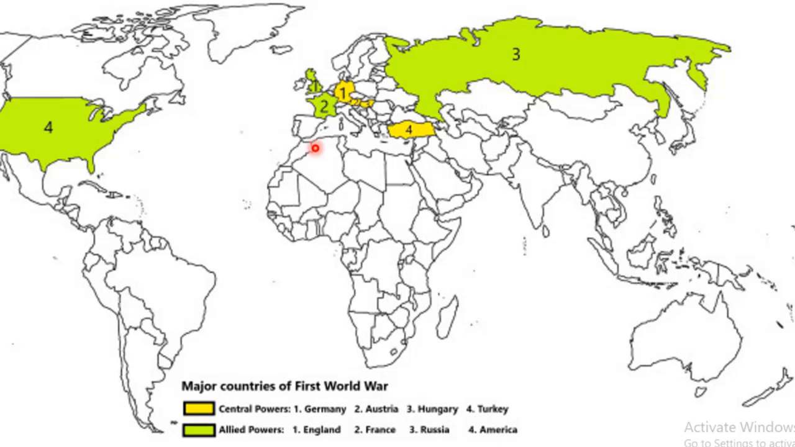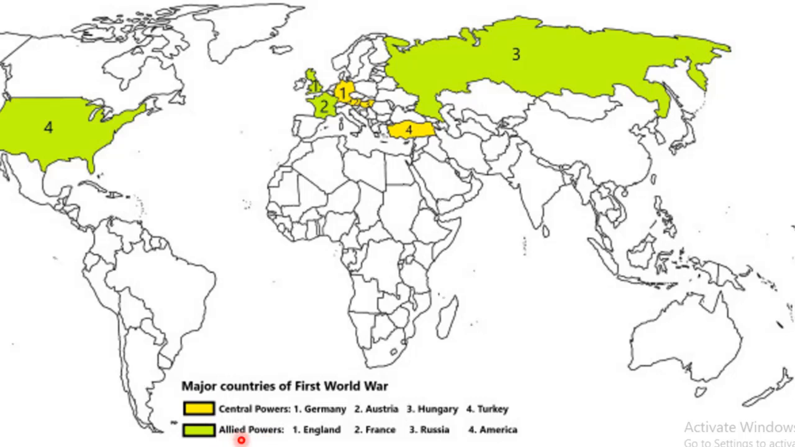Just come to that first country, part of Central Power. Just look at the cursor right now. Germany, just nearby Germany, this number 2 is written. There's Austria, and another region nearby Austria towards the right side is Hungary. 1, 2, 3, and one more region, Turkey. So all these 4 regions together were part of one group versus the Allied forces.